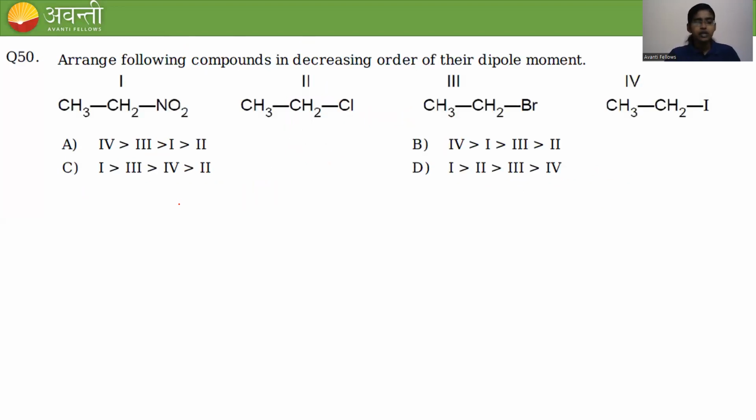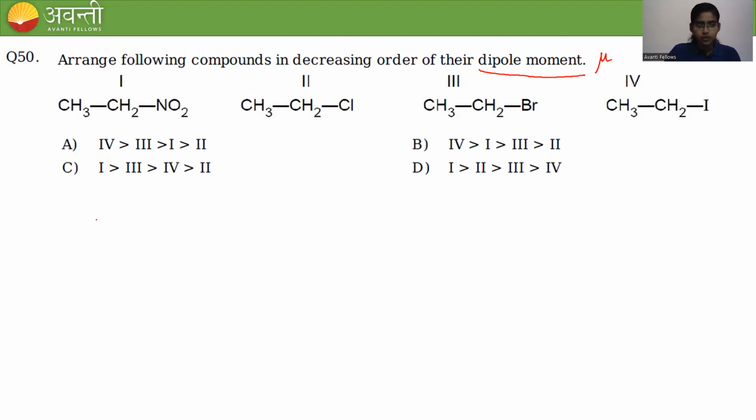Arrange the following compounds in the decreasing order of their dipole moment. Dipole moment is represented by the letter mu. It is nothing but the measure of the bond polarity. Okay, the measure of the bond polarity is called the dipole moment. Now we don't have any values here to measure that. So just by seeing the compounds, we have to find out the order.